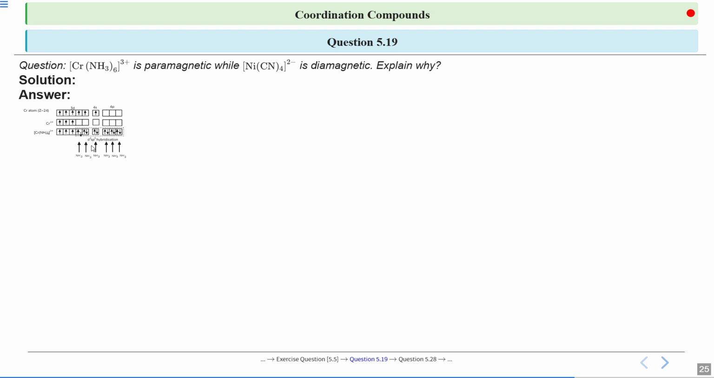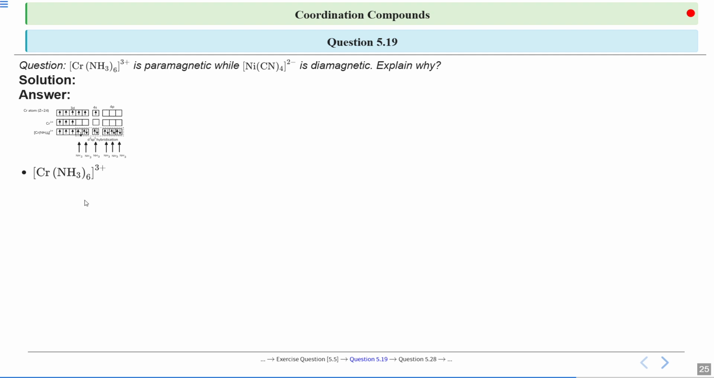And you will get d2 because 2 orbitals from d you have taken, s because 1 s, and p3 because 3 p orbitals you have taken in the hybridization. So you will get d2sp3 hybridization, and each orbital will get the electron pair donated from each ammonia ligand, or you can say the 6 ammonia ligands that are going to approach and form the bond with the chromium metal.